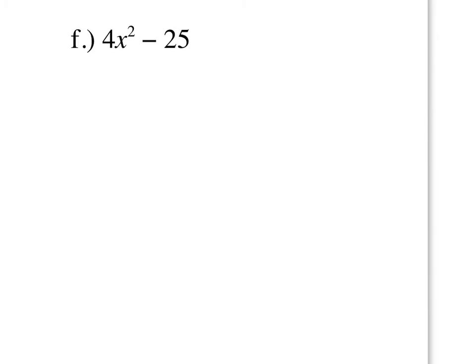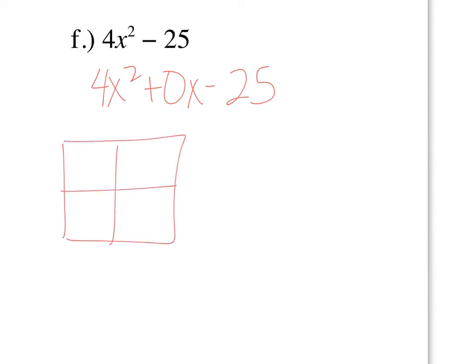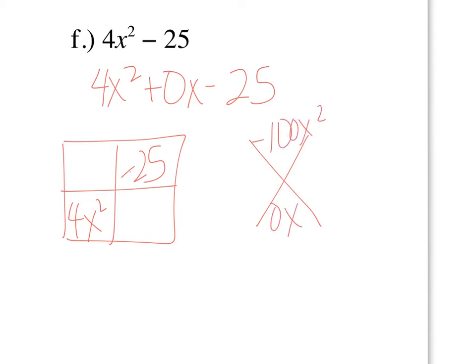And again, it's always a good idea to start with the greatest common factor, which is just going to be a 1, so we can't really take anything out. So we could begin and say that this is 4x squared plus 0x minus 25. And we could set up the diamond in the rectangle and plug in our 4x squared, or negative 25, and multiply them to get negative 100x squared and 0x in the bottom of the diamond.